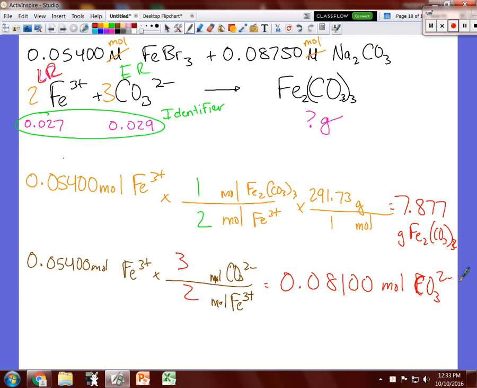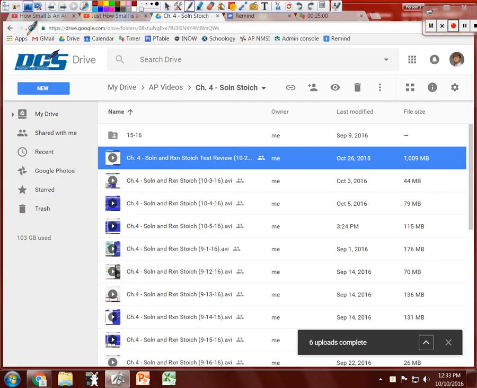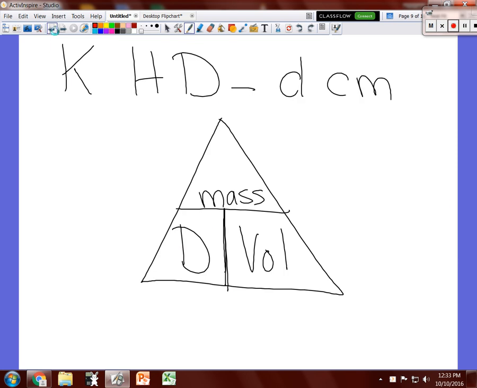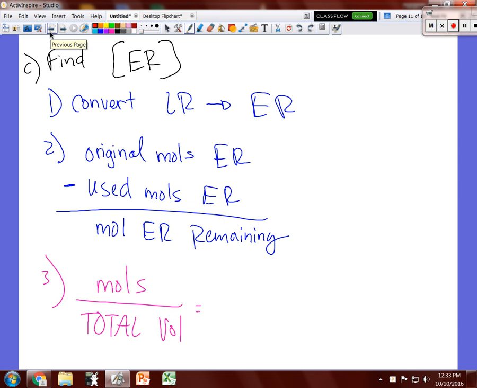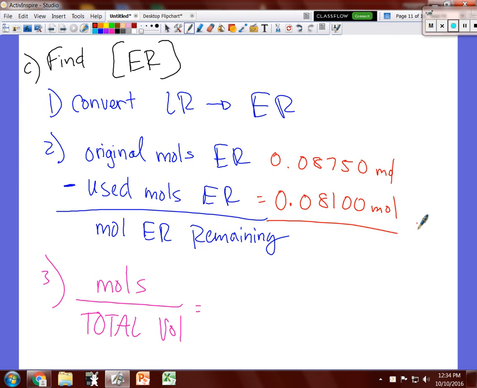Hold on, hold that thought. All right. So what I just found was my used, which is 0.08100 moles. How much did I start with? Okay. So that's going to tell me how much I have left floating around.